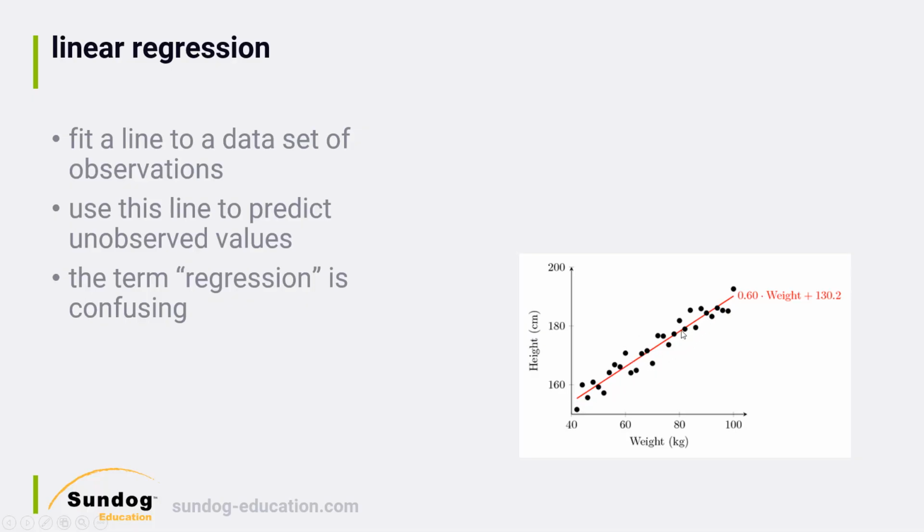And once we have that line, we have an equation associated with that line. In this case, it might be 0.6 times weight plus 130.2. So if we have a new weight come in that we've never seen from a person that we've never seen before, we can just plug their weight into that equation and come out with a prediction of their height. So kind of the simplest machine learning model in the world at the end of the day. The term regression is a little bit confusing. I mean, we're not actually trying to go back in time or anything like that, but that's what linear regression means. We're just trying to fit a line to observed data and then use that line to predict unobserved data.